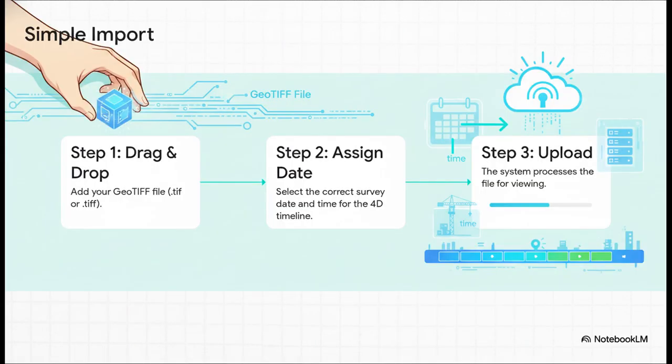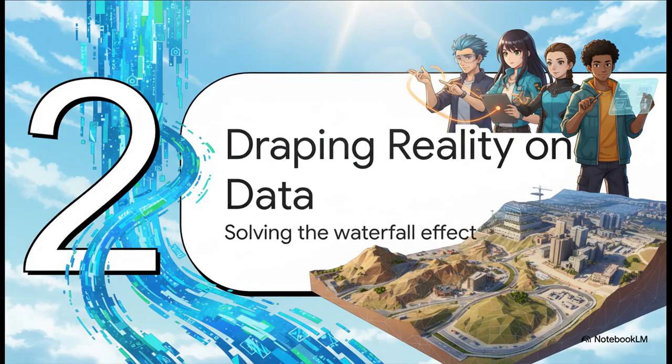And you might be thinking, okay, that sounds complicated to get in the system, but check this out. It couldn't be simpler. You literally drag and drop the file, tell it the correct date and time, which is absolutely key for that 4D timeline, and hit upload. That's it. The system does the heavy lifting. All right, now let's see how this all comes together in what is honestly one of the most powerful features, draping. This is where we take that ortho image and wrap it directly onto our 3D terrain model.